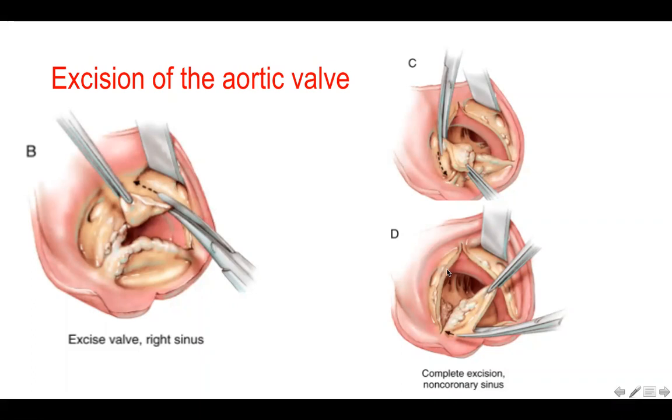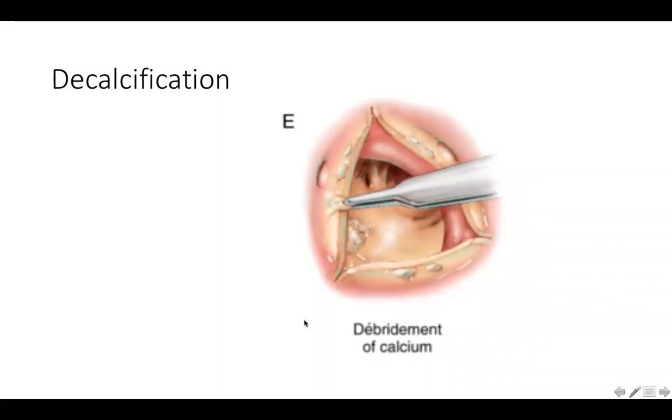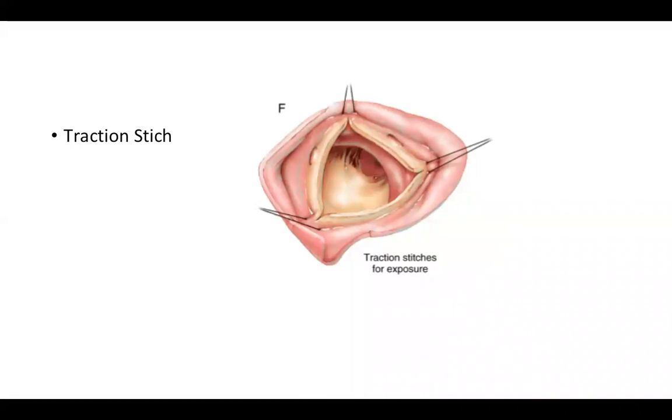The third step now is cleaning the area, decalcification of the aortic annulus and aortic valve with vascular forceps and a twisting motion. Why? To preserve the connective tissue and to prevent perforation of the aortic wall. Some surgeons put a small gauze here to catch the calcium debris. After cleaning, you put the traction sutures to expose the valve, and you will see the area in front of you like this: the anterior leaflet of the mitral valve and the right and left coronary ostia.